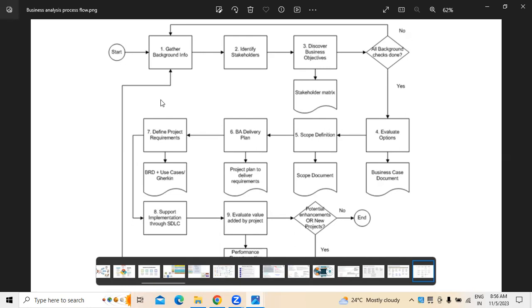Third area is about the models, software development lifecycle models, etc., whether it can be waterfall or agile. At the same time, scenario-based understanding and exposure is also required. So these are the four skill sets.